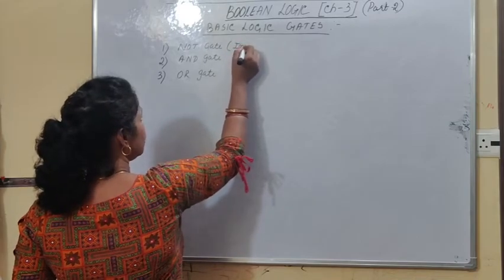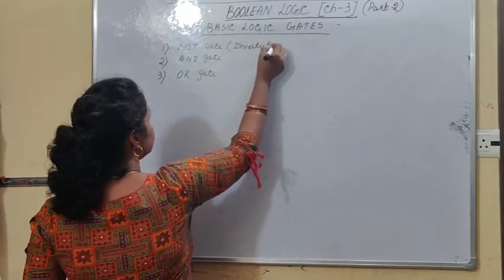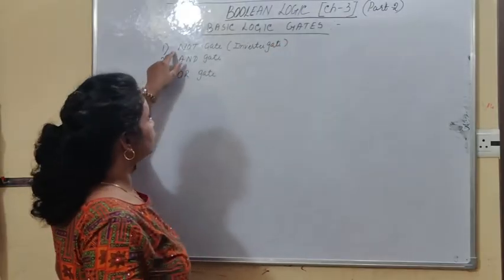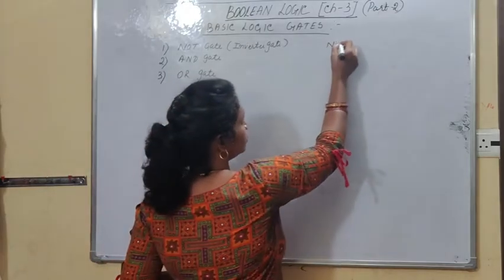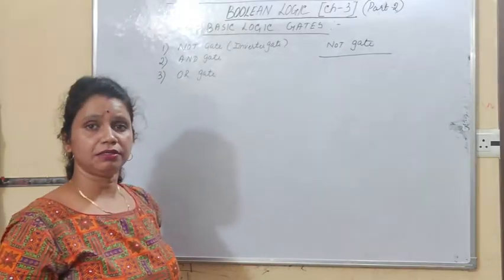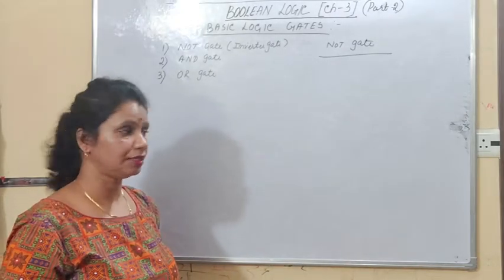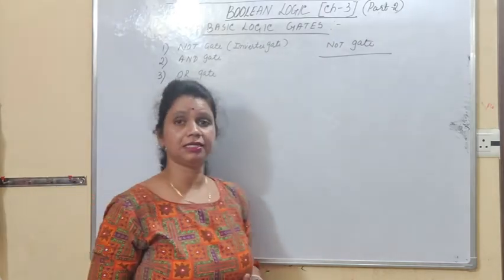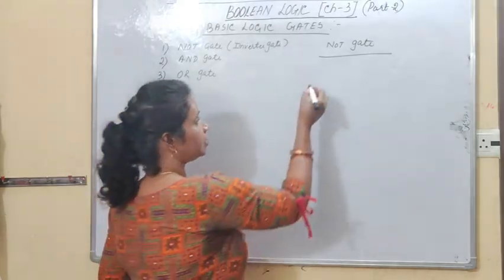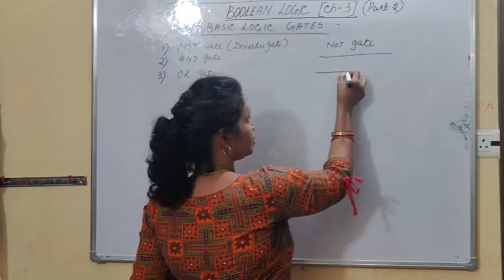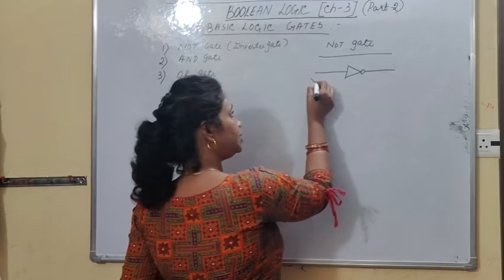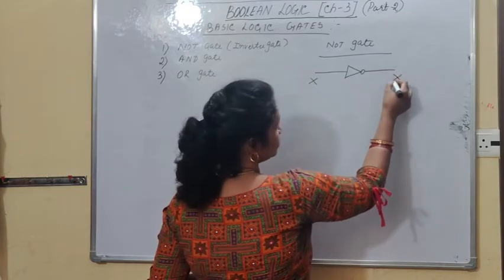A NOT gate is also known as inverter gate, just the complement of the signal, right students? So let us discuss NOT gate. Students, NOT gate operates on a single signal, only one signal, and the output of NOT gate is always the opposite of the input signal, right? So here, what is the symbol of NOT gate? This is the symbol of NOT gate. If your input signal is X, then your output signal is not X.